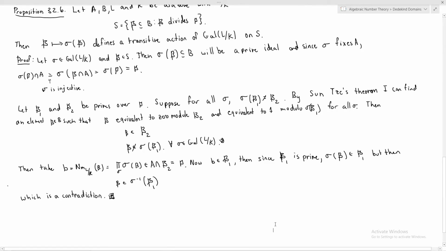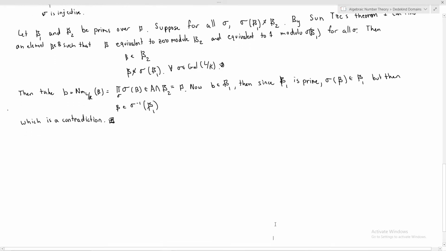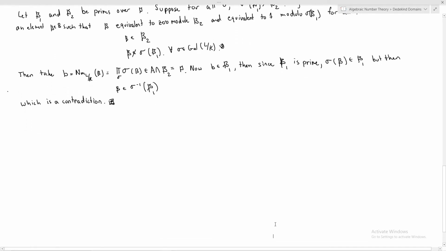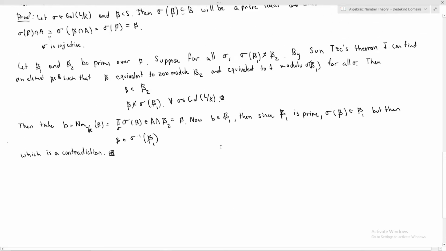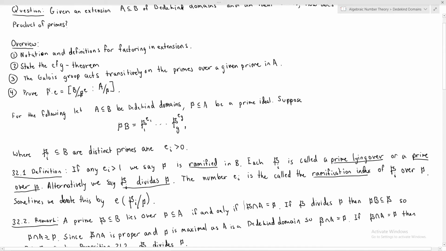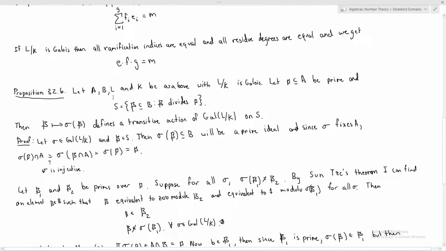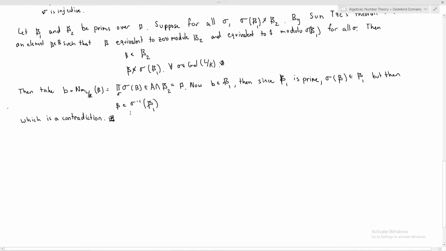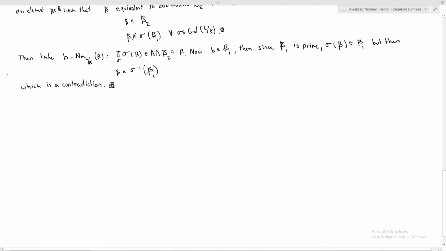Okay. So the next lemma I want to prove is basically a way of computing one of these single f times e's, which is going to be useful in the proof of the EFG theorem. So this will be lemma 32.7.